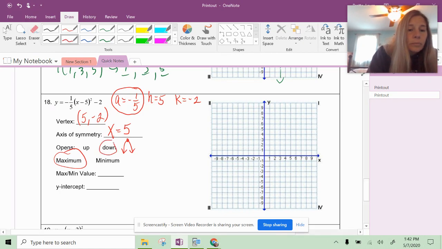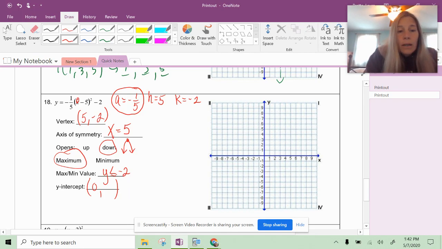Okay, so if it's at a maximum, that means all the y values have to be less than or equal to that value of negative 2. The y-intercept is what you get when you plug the 0 in for x. So if I plug a 0 in here, negative 5 squared is positive 25. Positive 25 times negative 1/5 will be negative 5, and negative 5 minus 2 is negative 7.